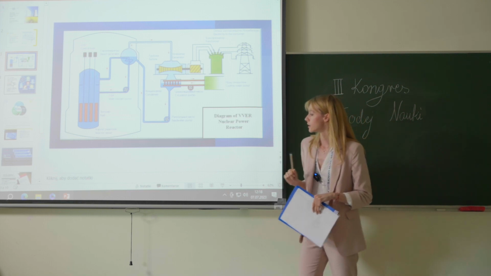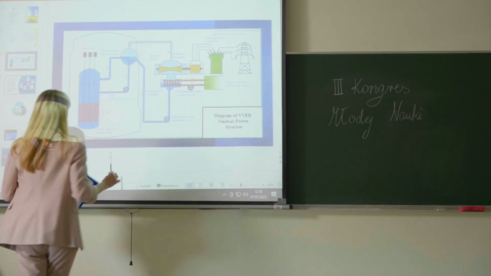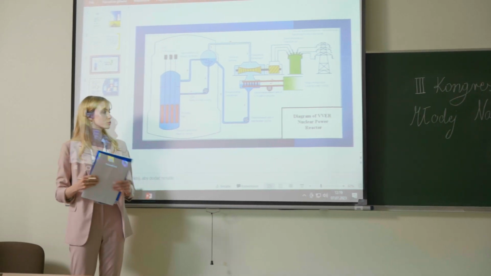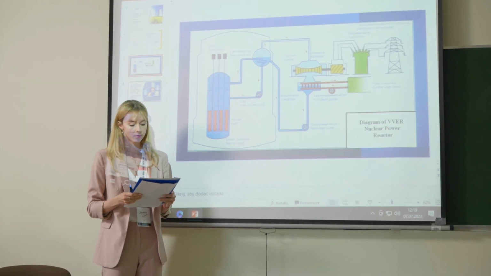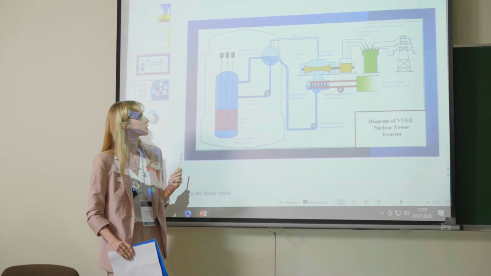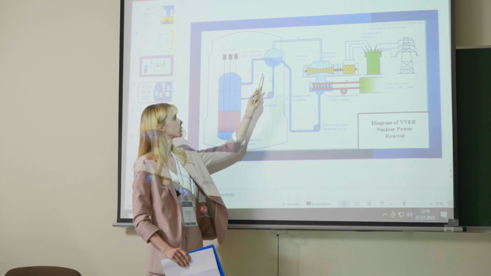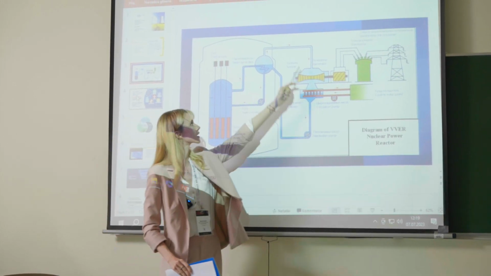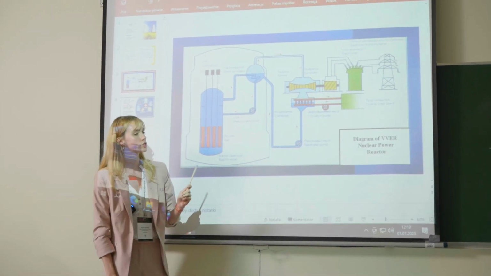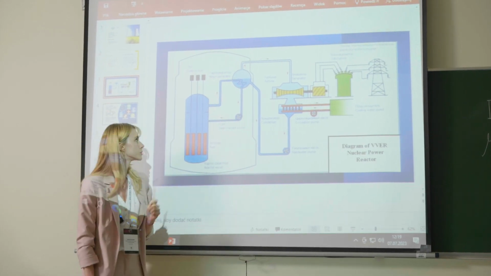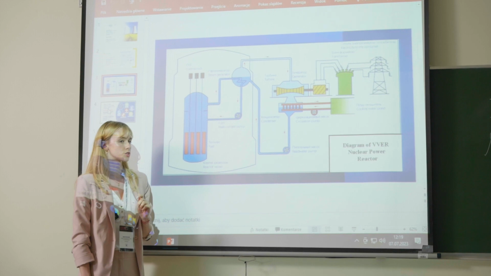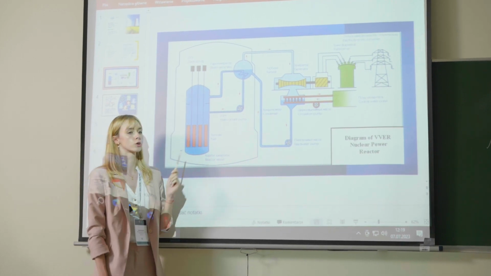So I'll probably stand here. How does this work then? First of all, we have 2 separate coexisting circuits. This is the first one. This is the second one. The first one is secured by the containment building, which is made of concrete. So why is it secured? Because here we have the nuclear fuel.